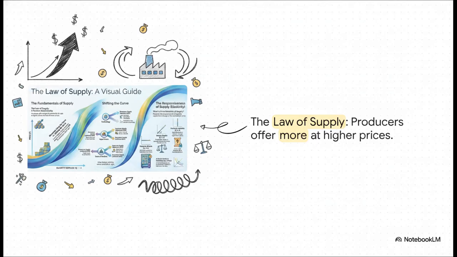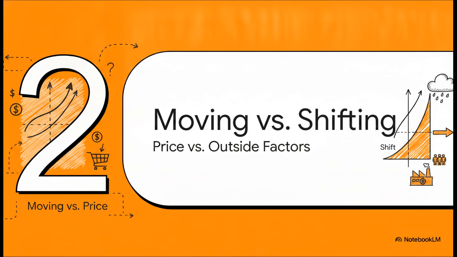Notice that upward sloping line here? It perfectly captures the law of supply, showing a positive relationship. Basically, if the price of a commodity goes up, the producer is motivated by profit to supply a larger quantity. And if the price falls, well, they supply less. Simple enough, right? Section 2.